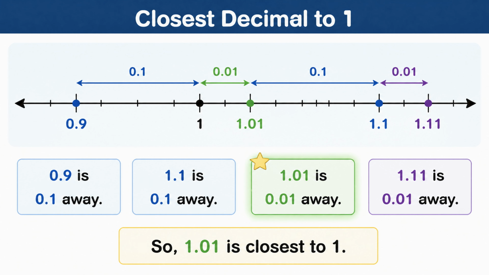Closest decimal to 1. To find the number closest to 1, compare the distance of each number from 1. The distance from 0.9 to 1 is 0.1. The distance from 1.1 to 1 is also 0.1. The distance from 1.01 to 1 is 0.01. The distance from 1.11 to 1 is 0.11. The smallest distance is 0.01, so 1.01 is closest to 1.